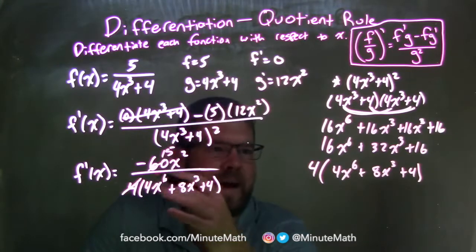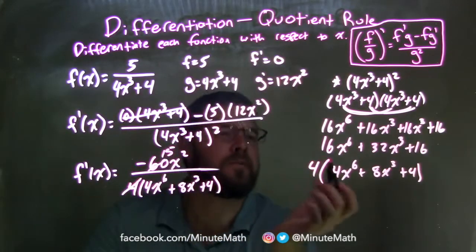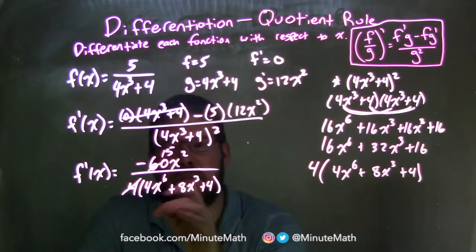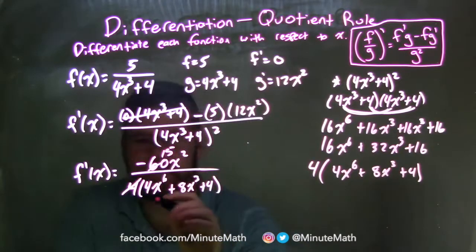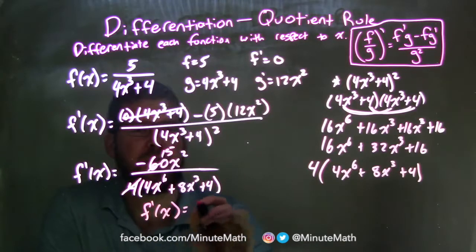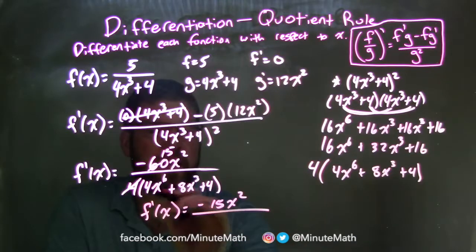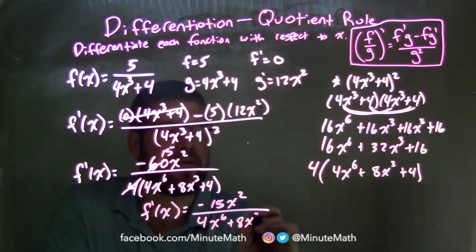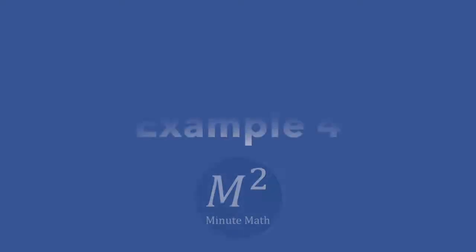Okay, so I kind of knew that ahead of time when I plugged that back in, just so you know. But I normally would have just tried them all, like pulled as much out as possible, see as much as I canceled, and distributed it back in at the end. But now I have my final answer, which is f prime of x is equal to negative 15x squared, all over my denominator, 4x to the 6th plus 8x to the 3rd plus 4. And that's it in simplified form.